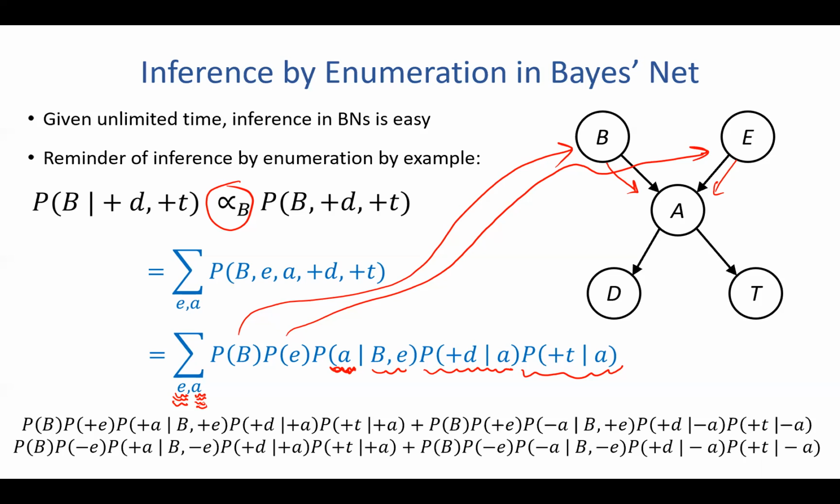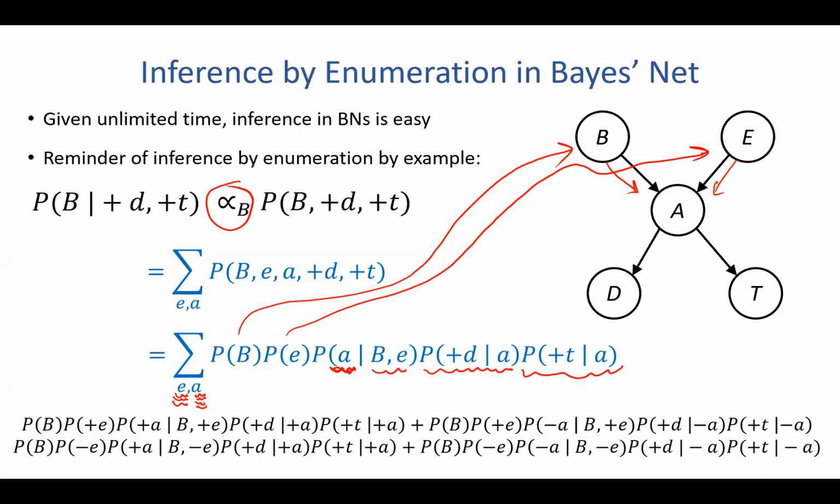And we have to include the E also. That's why we have included P of E. By looking at this probability, the Bayesian network, we come up with this formula, right? Now, there are two hidden variables. By hidden variable, I mean that they don't appear in the query that you have, right?